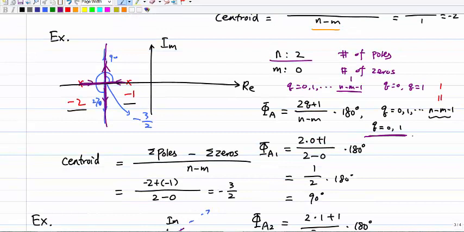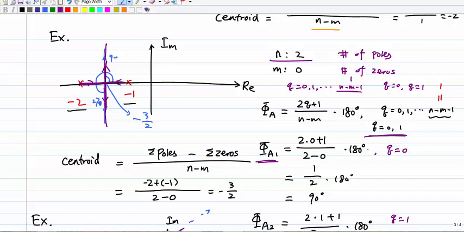So I have 2 angles. We'll compute the 2 angles separately. So phi a1 is the first angle, where I set q is 0. Basically, I compute what the value is. And this other one is where q is 1. Okay? So I do (2q plus 1), which is 2 times 0 plus 1, divided by 2 minus 0.